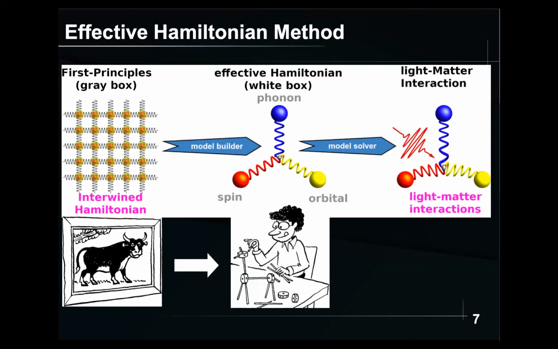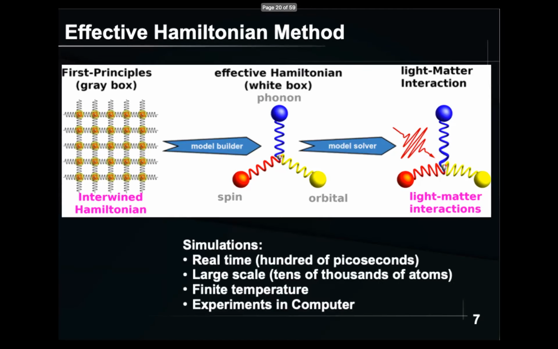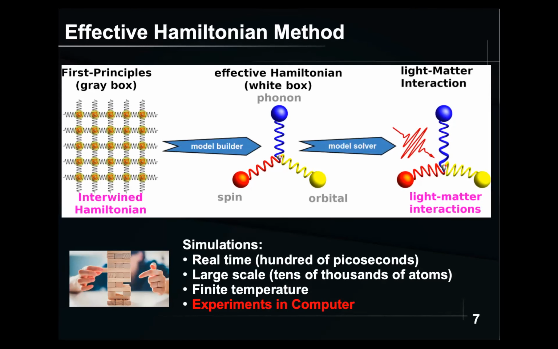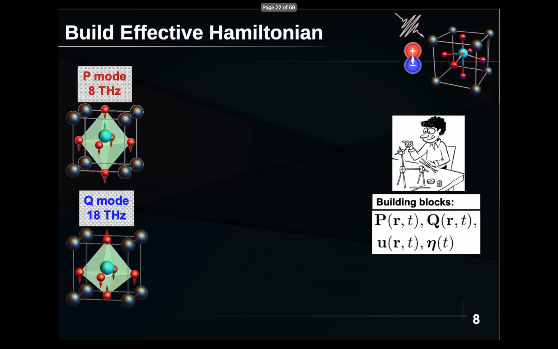This is very much like we are using these sticks and blocks to build this core in this picture. With this much simplified model, the calculation will not be that heavy, and then we can simulate these light and matter interactions in real time, on a long real-time scale and large spatial scale at finite temperature. And most importantly, since we have access to all the interactions, we could do experiments in the computer to address the corresponding interactions.